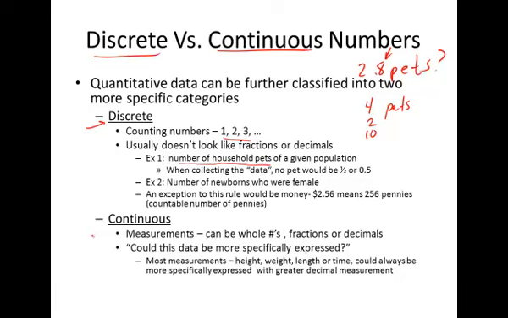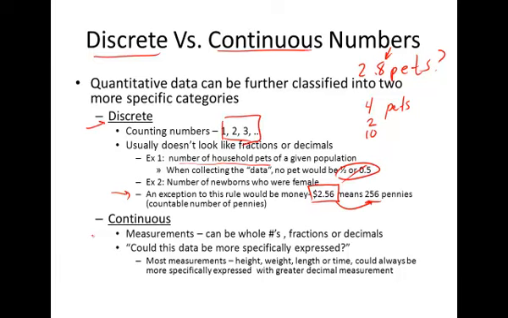So we tend not to use fractions or decimals, but an exception to that rule would be money. Obviously, $2.56 is a decimal amount of money, but remember that means 256 pennies, right? So that is countable. That's a whole number of pennies. So when we talk about discrete data or a discrete variable, we're looking at things that can be counted, right?